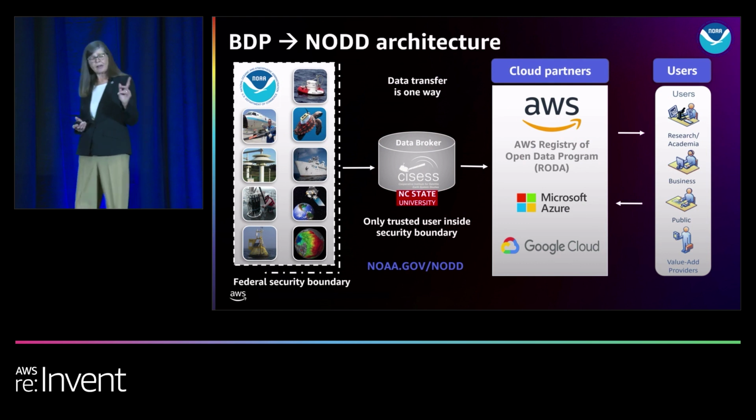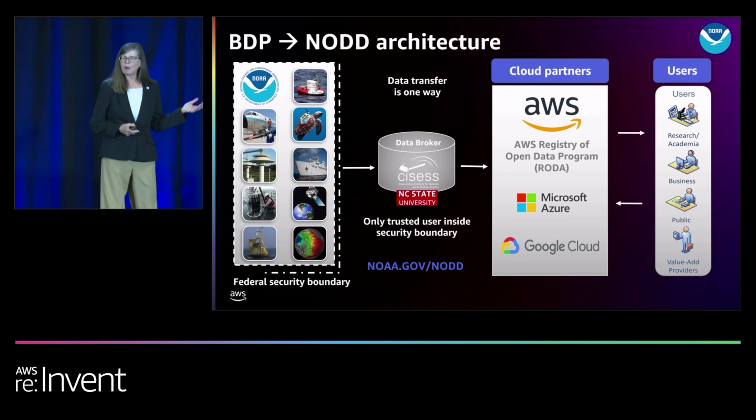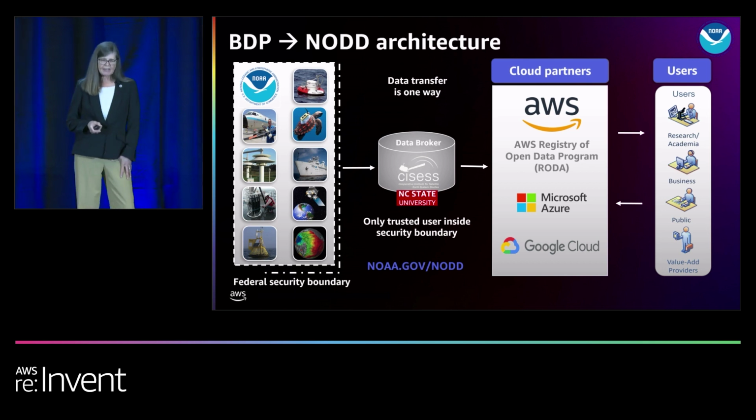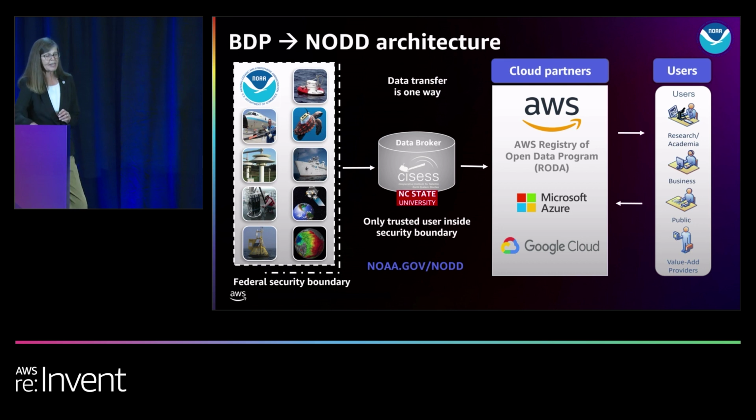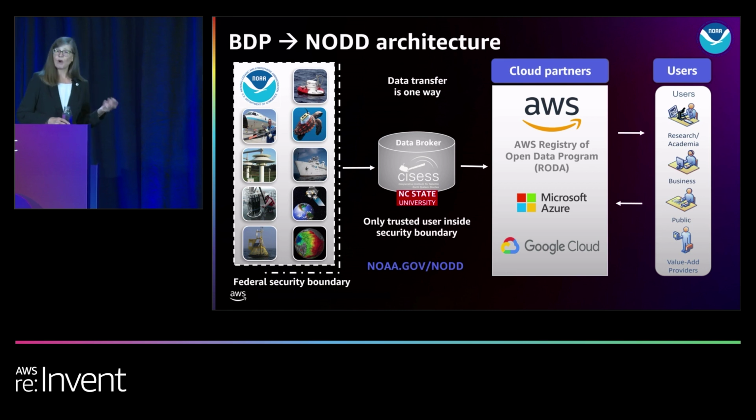So let's talk a little bit about the architecture for both BDP and NOD. Obviously, they're the same. On the left side, there are pictures representing the data NOAA collects and the observing platforms by which it collects that data, all within the federal security boundary. Follow the arrow to the right to find the NOAA Cooperative Institute of Satellite Earth System Studies, or SES, NOD's trusted data broker. SES is allowed inside NOAA's security boundary to retrieve data sets, which it then transmits to the CSPs, including the AWS Registry of Open Data Programs, or RODA, and other public cloud programs, which in turn provide the data to an exponential number of users, enabling their innovative data analysis and decision-making.